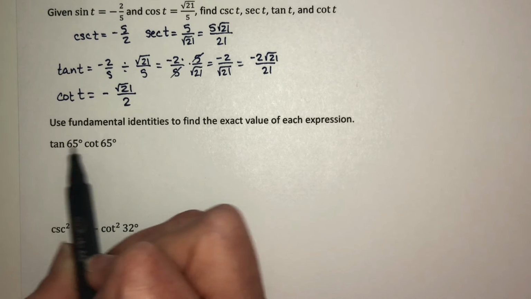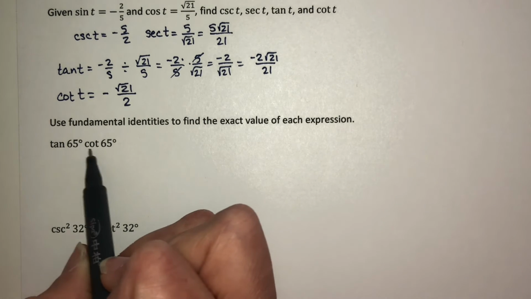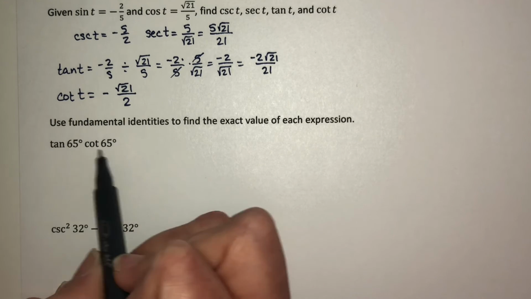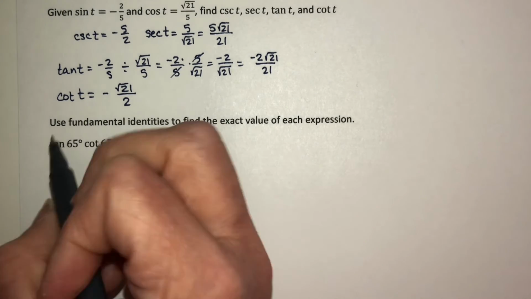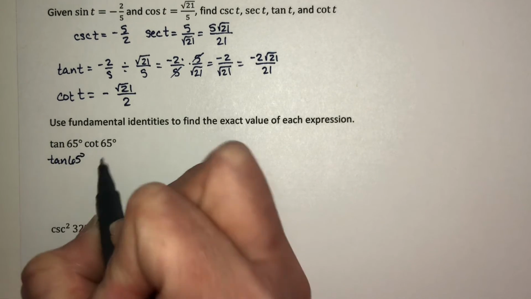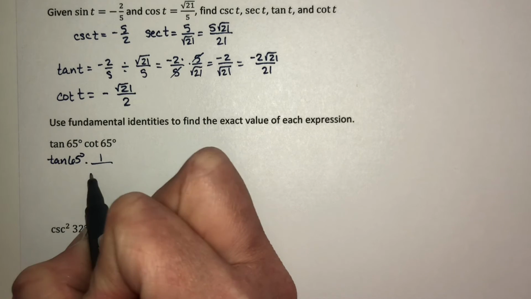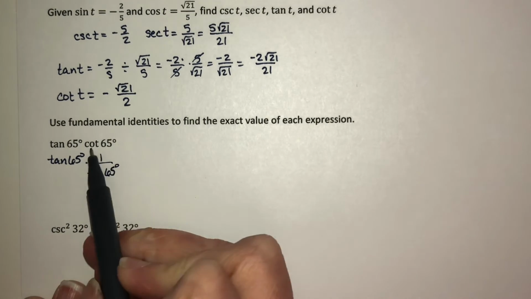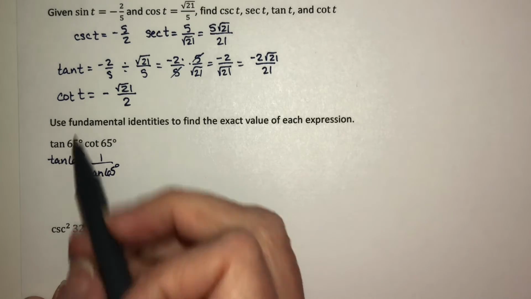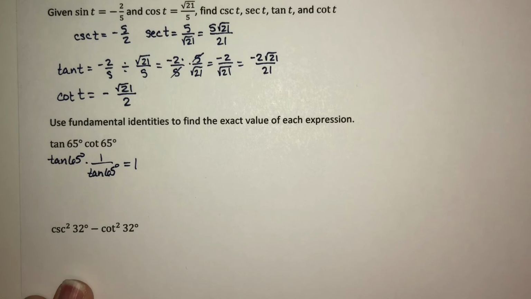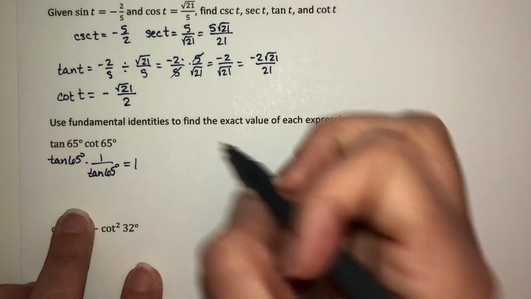What I'm going to do is, you have a couple of options here. Let's first use our reciprocal. What I have here will be tangent of 65 degrees times 1 over tangent of 65 degrees, because cotangent is the reciprocal of this. And then you would have a cancellation, and you would simply get 1. So that's one option.